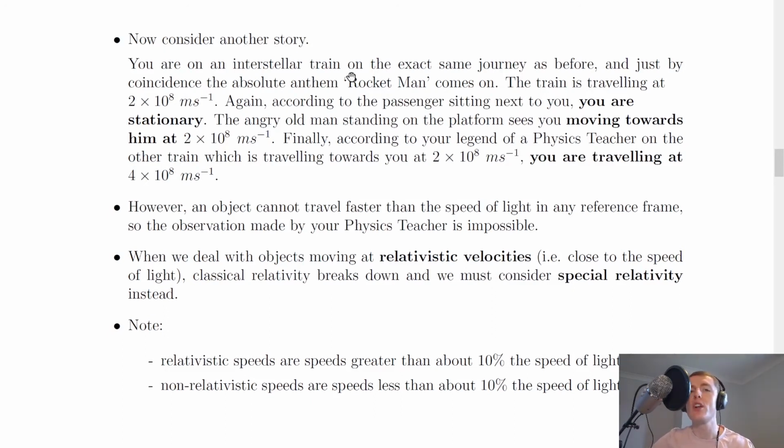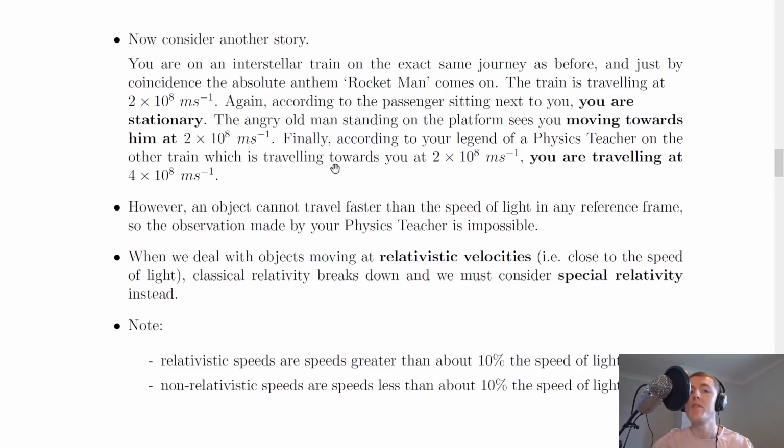It then says now consider another story, so I'm going to take you through this. Imagine you're on an interstellar train on the exact same journey as before, and just by coincidence the absolute anthem Rocket Man comes on. The train is travelling at 2 times 10 to the 8 meters per second. Again, according to the passenger sitting next to you, you're stationary, so that's the same as before. The angry old man standing on the platform sees you moving towards him at 2 times 10 to the 8 meters per second.